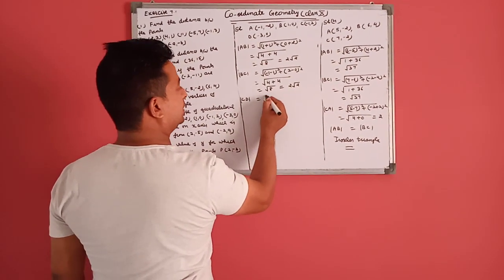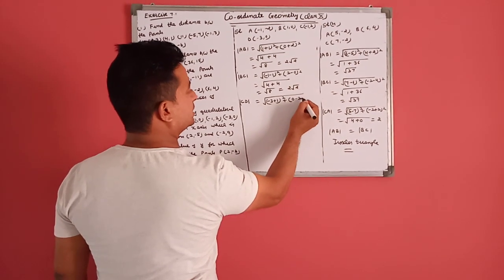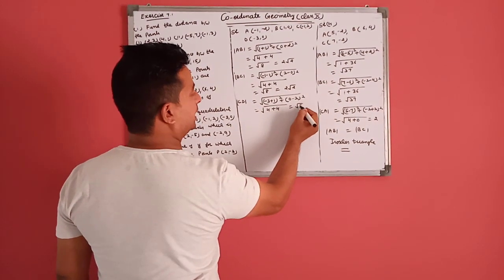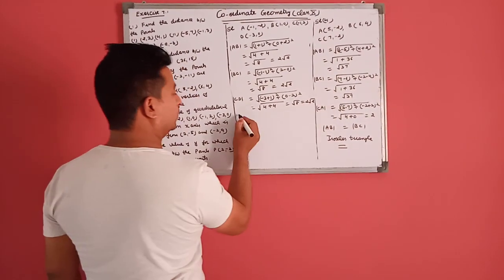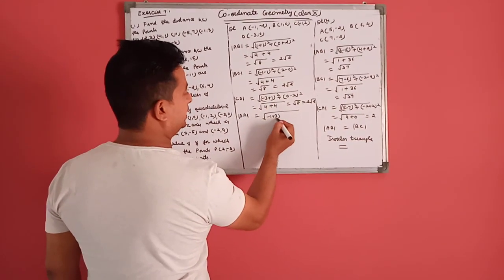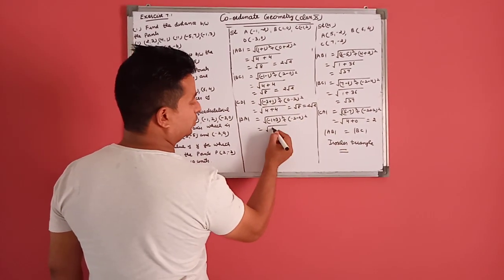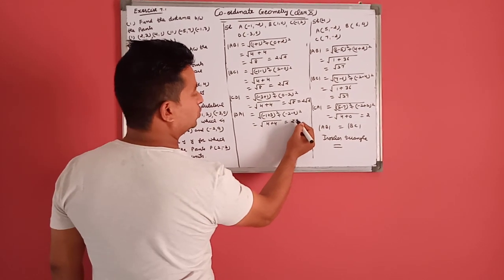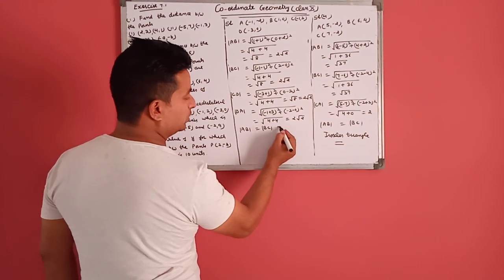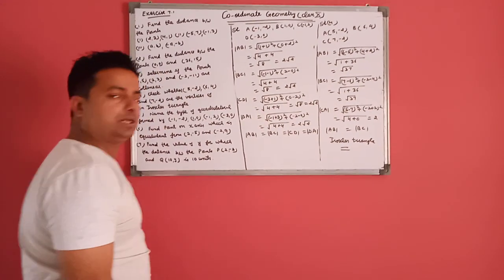CD equal to, D is minus 3 plus 1, this is 0 minus 2, this is minus 2 whole square, is 4 plus 4, this is again 8, which is equal to 2 root 2. DA, this is minus 1 plus 3 whole square, this is minus 2 minus 0 whole square, this is 4 plus 4, this means 2 root 2. In this, AB equal to BC equal to CD equal to DA. This means all the sides are equal.